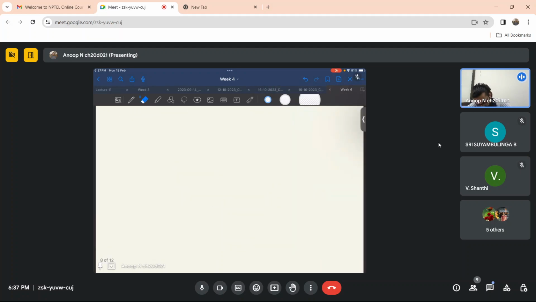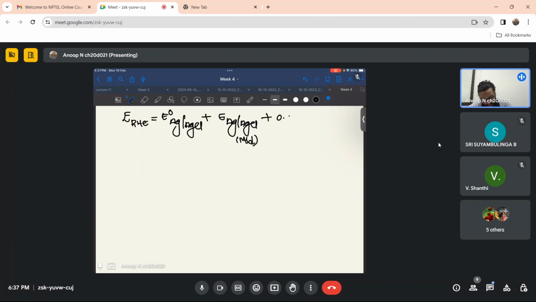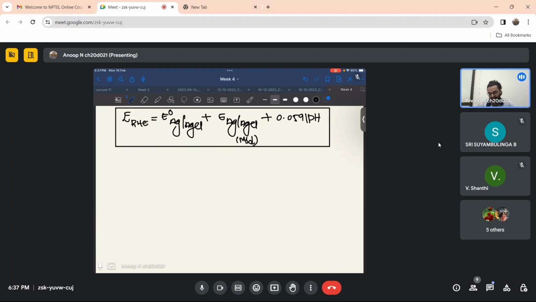So what is that? E RHE is equal to E0 Ag/AgCl plus E Ag/AgCl, that is the measured value, plus 0.0591 pH. So we can use this equation to represent the measured potential against RHE, that is the reversible hydrogen electrode. Now let's do a problem to make the concept more clear.